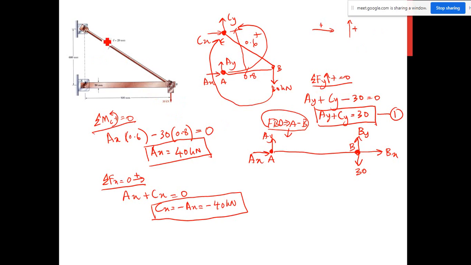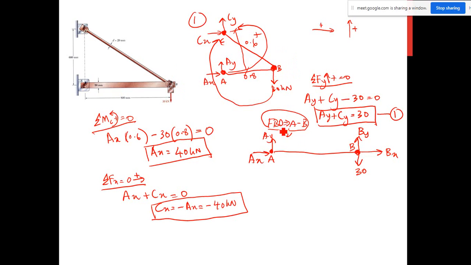Okay, so the answer is, first free body diagram, we draw the overall structure. So we release the pin from the connection. At point A, we release the pin. So once we release the pin, you will have AX and also AY. You release the pin at point C, so you have CX and also CY. But at point B, it's still connected. You didn't release the pin. So that's why there is no BX and also BY.